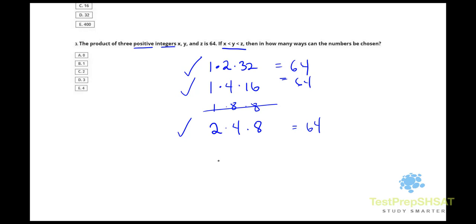I could step up to 3, but 3 is not a factor of 64. I could step up to 4, but again, that's not going to work, because once I'm at 4, I would have to go with something like 16 and 1 or 8 and 2. And I've already captured all of these up above, so none of those work. I'm essentially done. I've finished. There are 3 different combinations of x, y, and z that meet the conditions of the question.